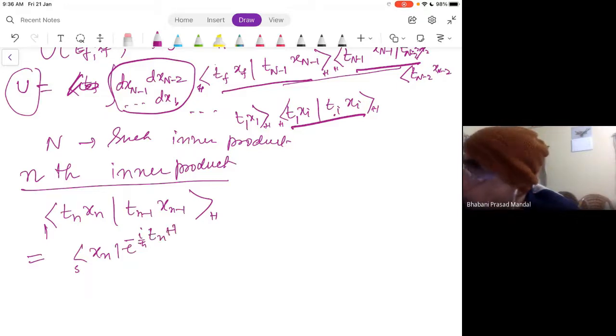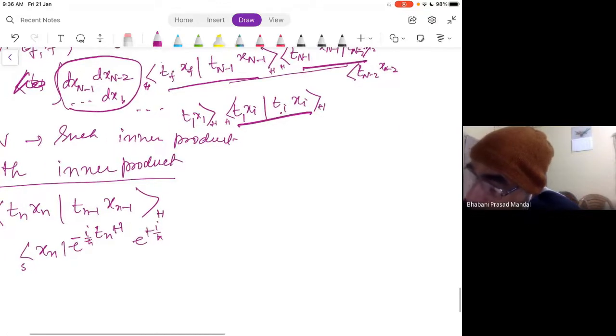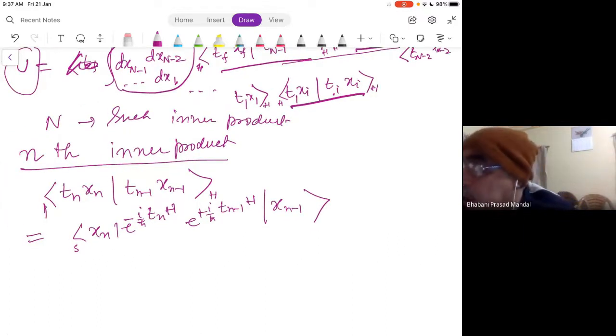Okay, and from this side you will get e to the power minus i h cut. No, this side you will get plus. This is actually in the bra space, so I bring it into ket space, so it is minus i h cut T_n minus 1 of H, and then x_{n-1}. Okay, is that clear? I'm just using the basis vectors relation between Schrodinger picture and Heisenberg picture.